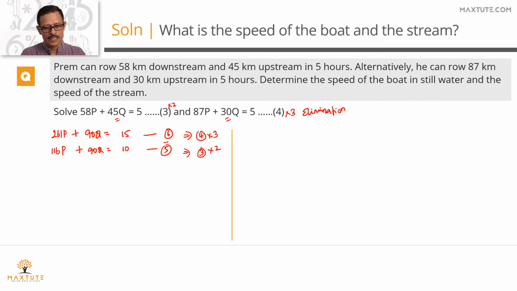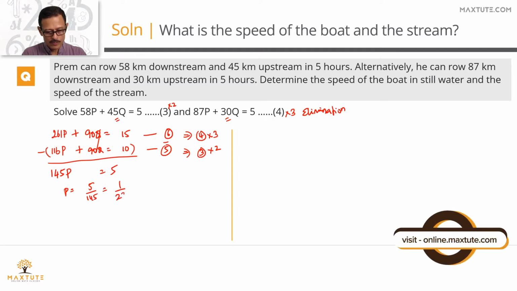All I'm going to do is subtract equation 5 from equation 6. When we do that, we have 261p minus 116p. That will leave us with 145p. 90q gets cancelled with 90q. 15 minus 10 equals 5. 145p equals 5. So p is equal to 5 upon 145, which is equal to 1 by 29. So we found the value of p.